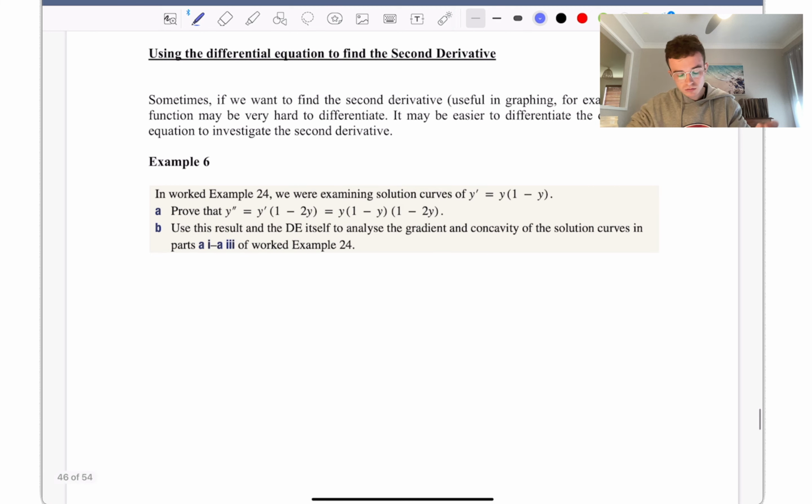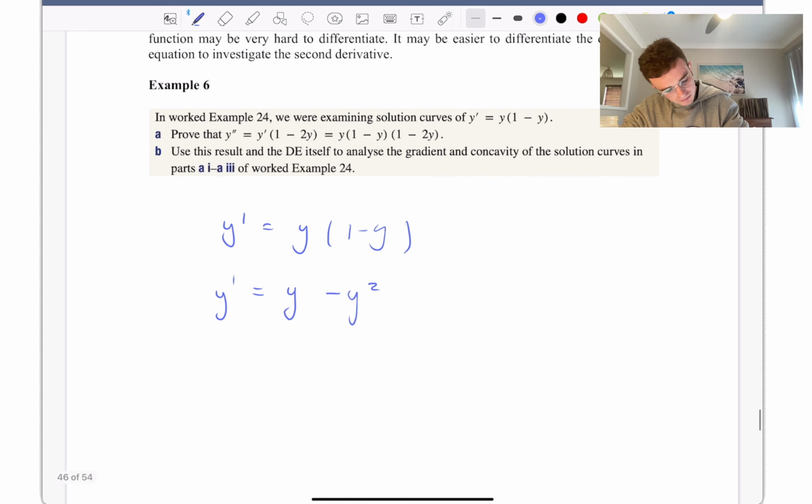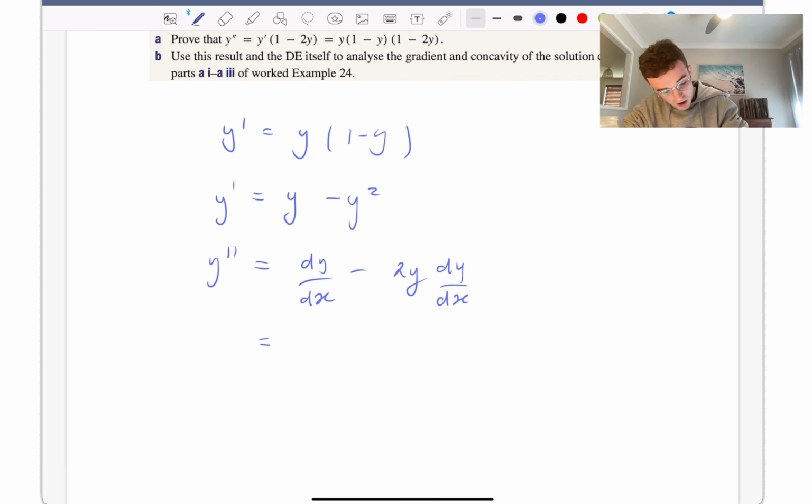So let's have a go. We've got y dash is equal to y(1 minus y). Let's expand that, y minus y squared. And we want to differentiate this. So y dash dash, importantly, y dash is a function with respect to x. So we're trying to differentiate this with respect to x, which is that idea of implicit differentiation. So if we differentiate y, we get 1, but we have to times it by dy dx. Differentiate y squared, you get 2y times dy dx. Now dy dx means y dash. So y dash minus 2y y dash.